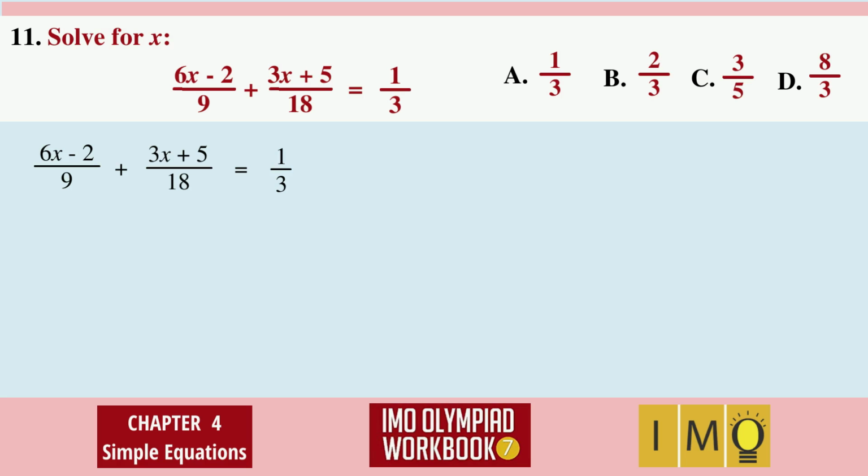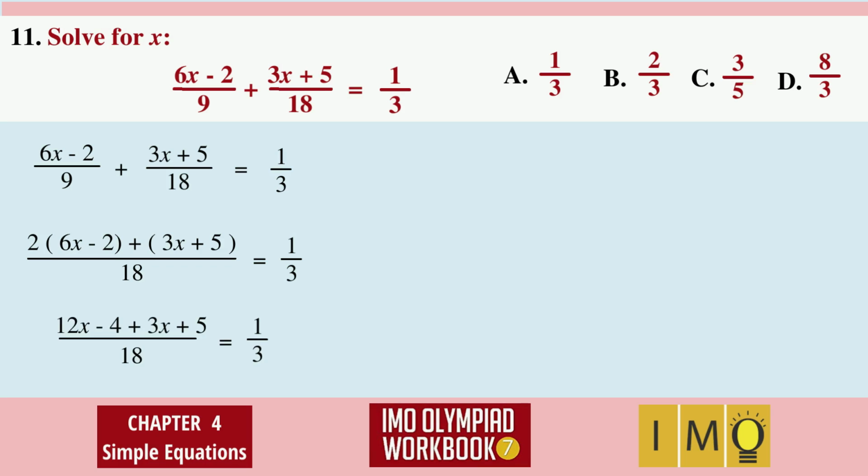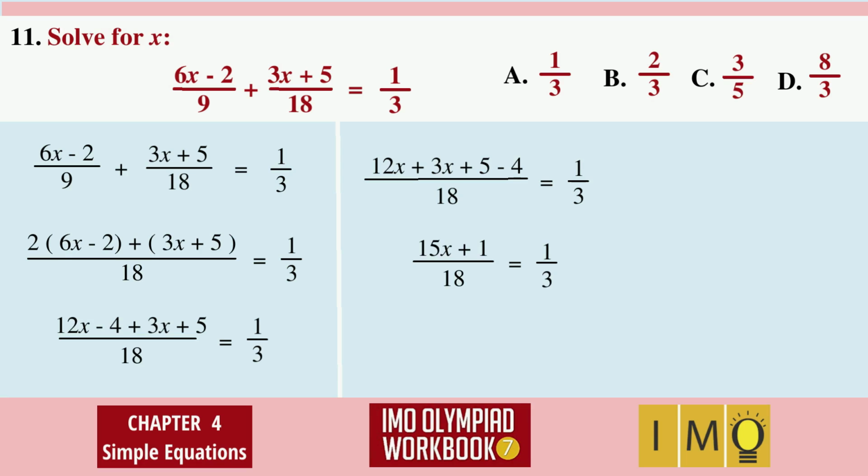Then, on the left hand side, the LCM is 18 and the numerator becomes 2 into (6x minus 2) plus (3x plus 5), over 18, is equal to 1/3. Simplifying, we get (12x minus 4 plus 3x plus 5)/18 is equal to 1/3. Now let's group the like terms together. (12x plus 3x plus 5 minus 4)/18 is equal to 1/3. Solving further, (15x plus 1)/18 is equal to 1/3.